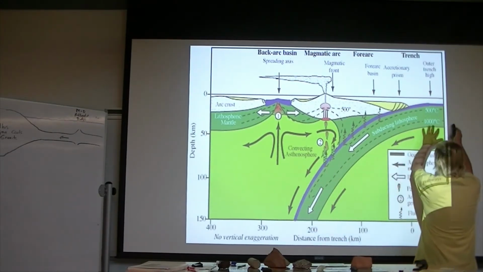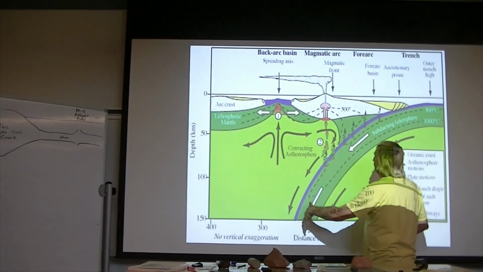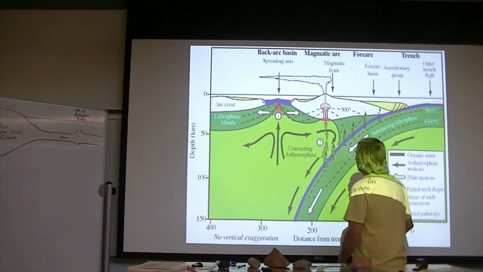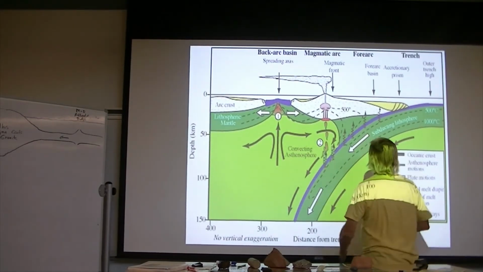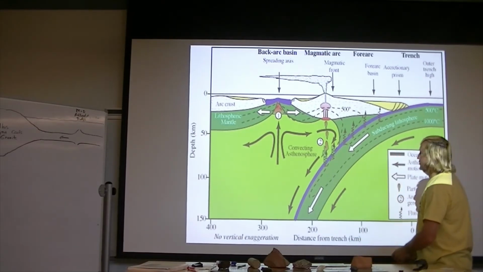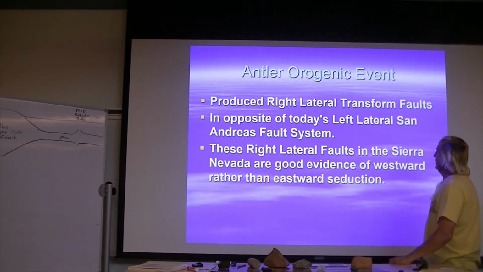So the direction of movement is from the east, so it hits this little microcontinent, it subducts, creates a little island arc, kind of like what Japan is today, and then later this island arc is going to be pushed back onto the North American continent. So this is why California geology is really complex.